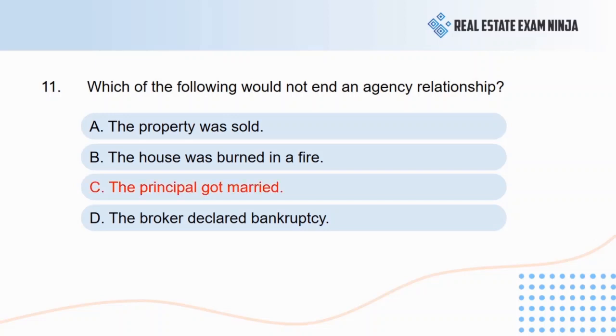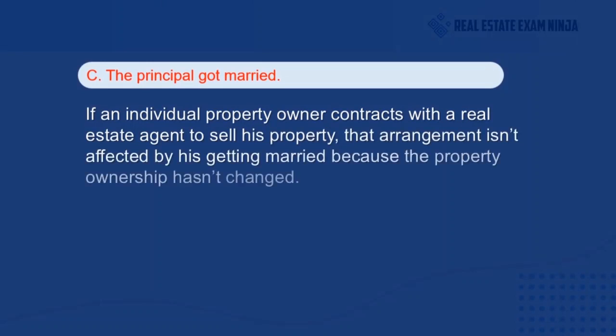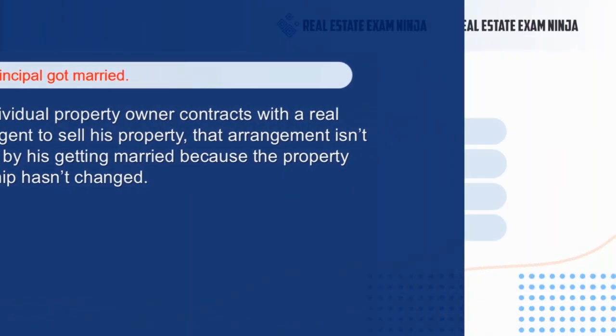The correct answer is C. If an individual property owner contracts with a real estate agent to sell his property, that arrangement isn't affected by his getting married because the property ownership hasn't changed.